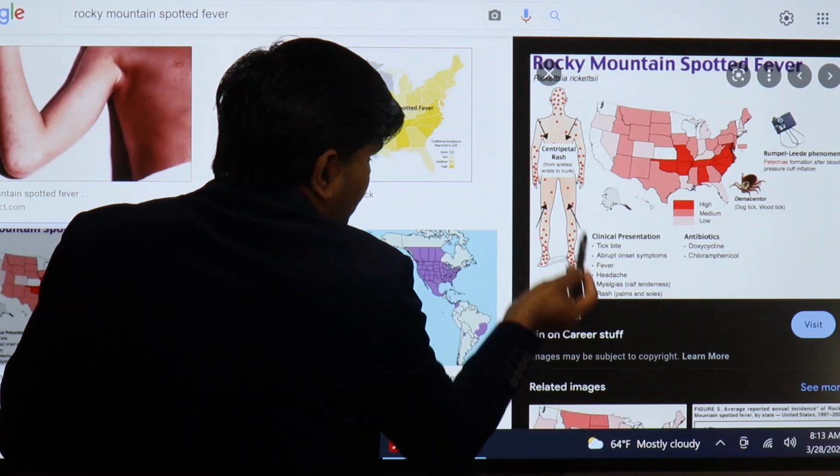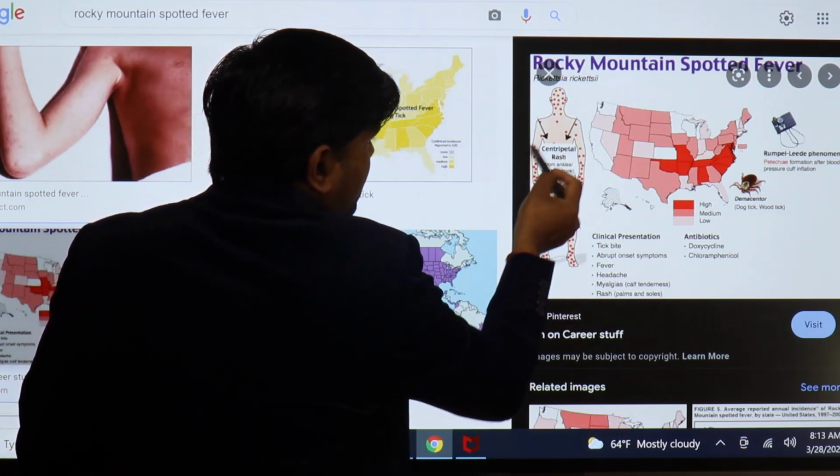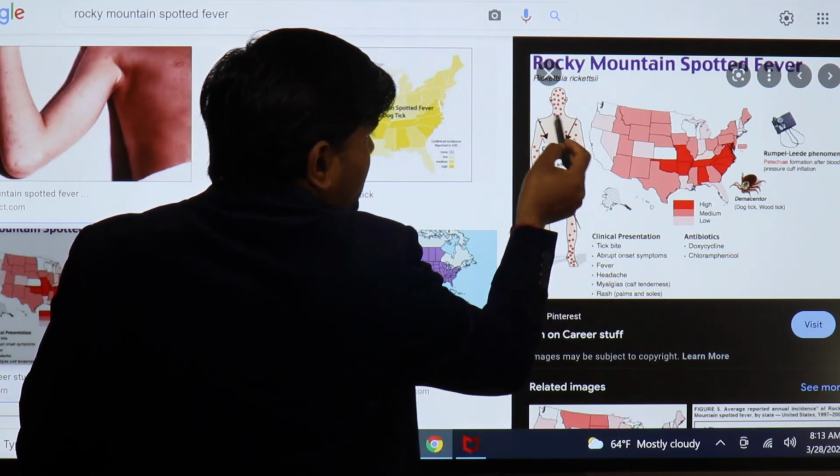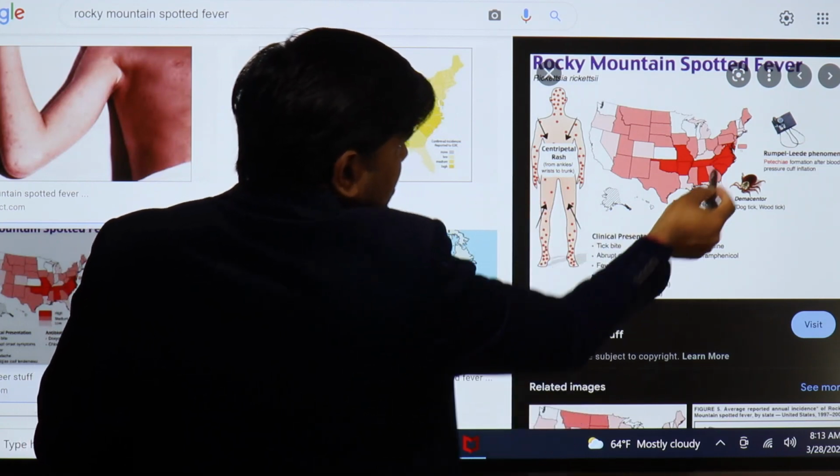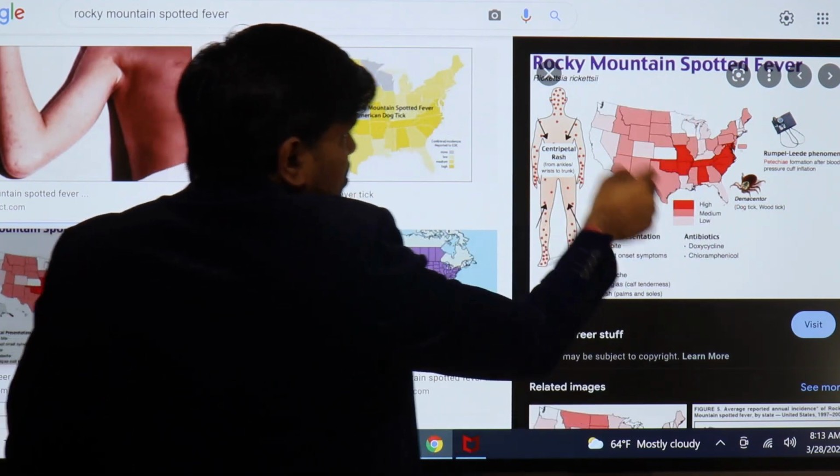Centripetal is from periphery to center. So this is the word from physics, centripetal rash. From periphery to center the rash will spread. You can see these are the common states: north, south, west and east.